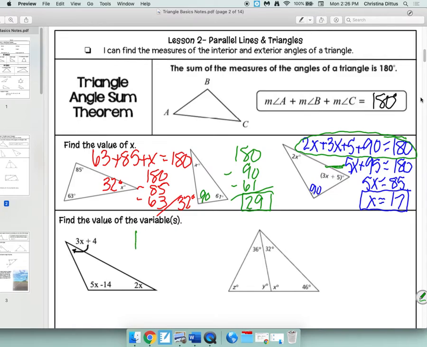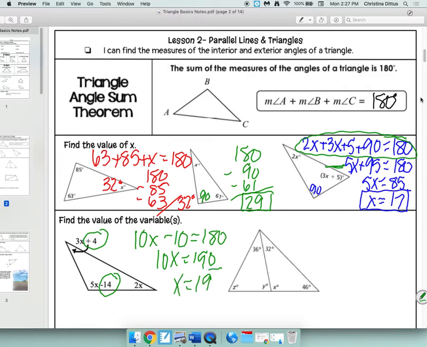10x. And then I have plus 4 and minus 14, so what's my grand total? Negative 10, good. And triangles add up to how many degrees? 180. So that's just adding all of these up, equal to 180. Add your 10, get 190. 19. And x is 19.